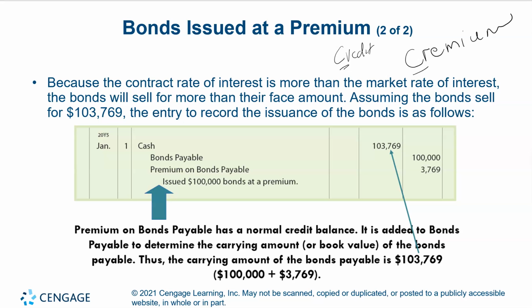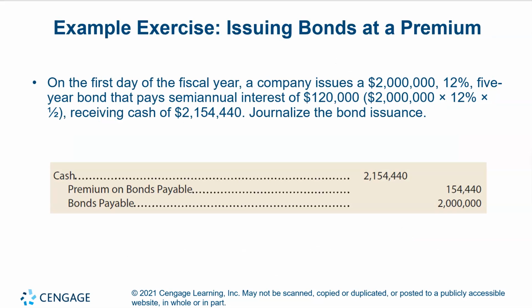Okay, so the contract rate of interest is more than the market rate of interest, and that's why we're going to sell it for more than their face amount. So every 6 months, our bondholders will be getting more than what they could get in the market. So they have to pay us more up front. Over time, this will reduce our interest expense. Let me show you how that works.